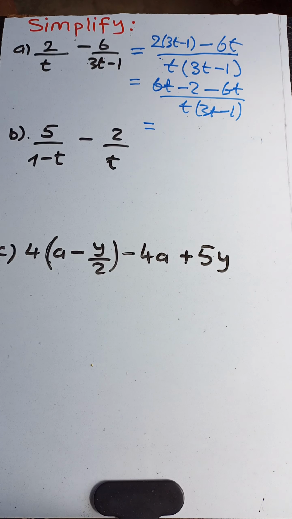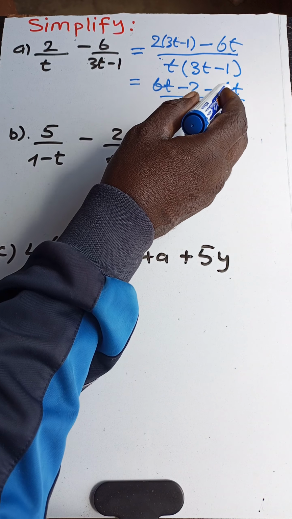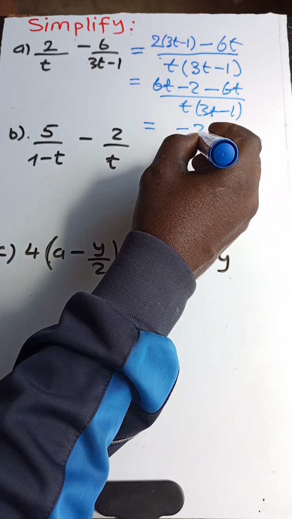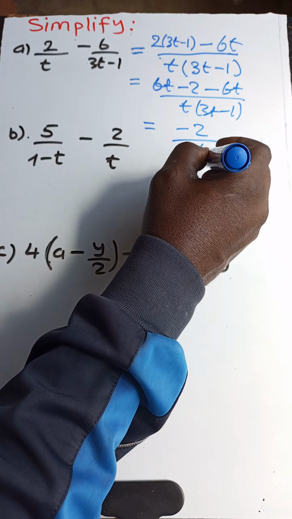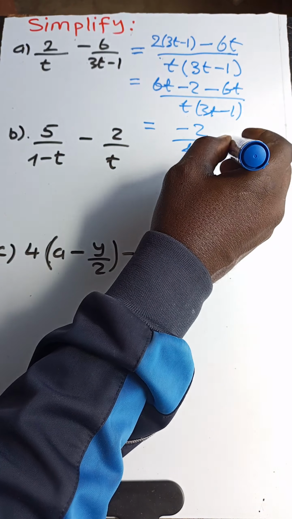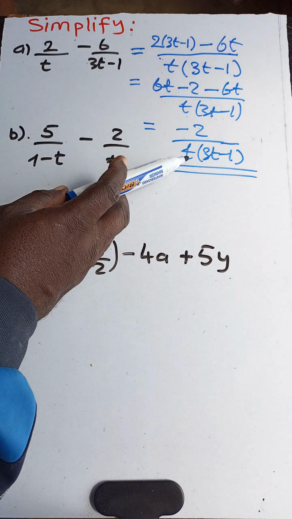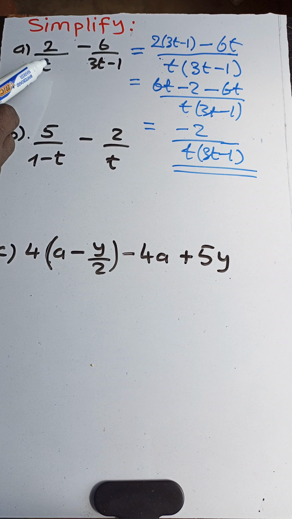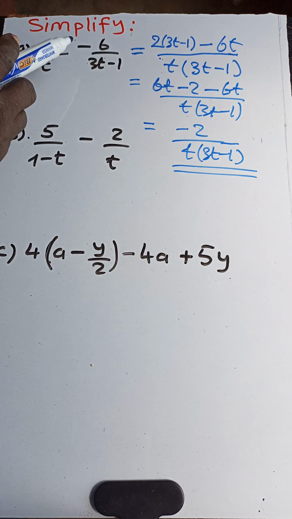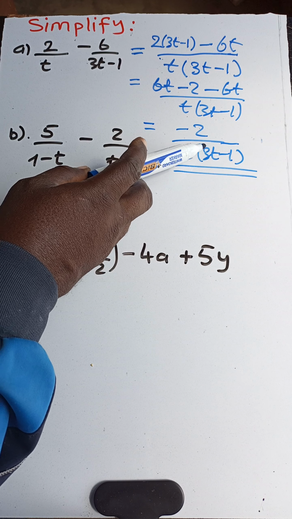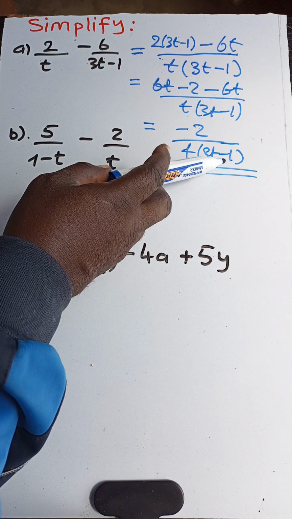Okay, what does that give us? 6t minus 6t is 0. So we're left with negative 2 all over t into 3t minus 1. Okay, so we have arrived at a single fraction. We were given this fractional expression, this minus that, to write as a single fraction. As a single fraction, it is negative 2 all over t into 3t minus 1.